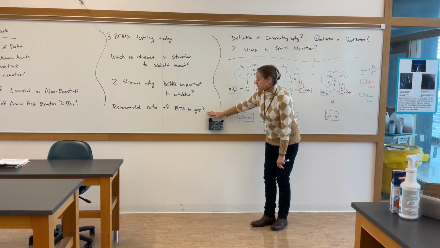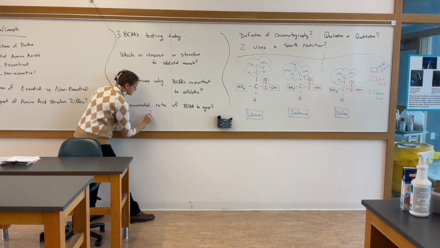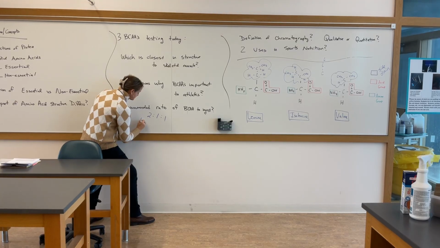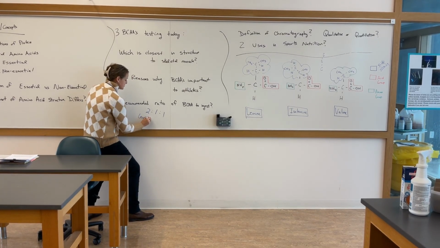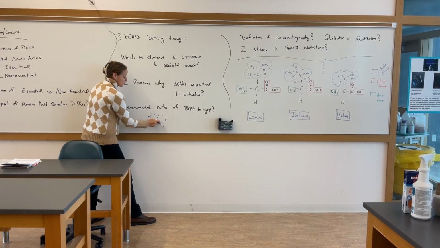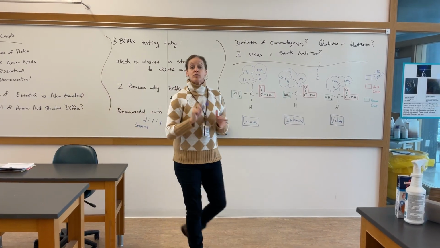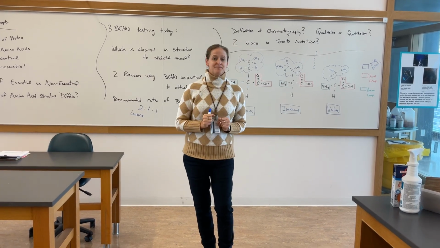The recommended ratio is 2 to 1 to 1. 2 parts leucine, if I can spell that right, to 1 part isoleucine and 1 part valine. This is what you need to review. Okay, really quick intro before we get to the actual procedure.